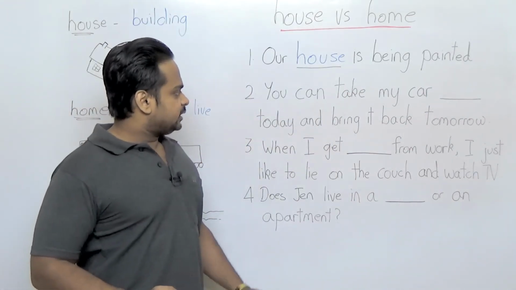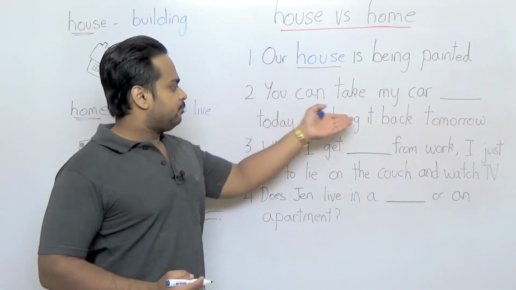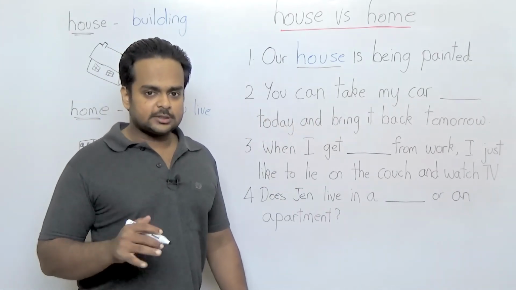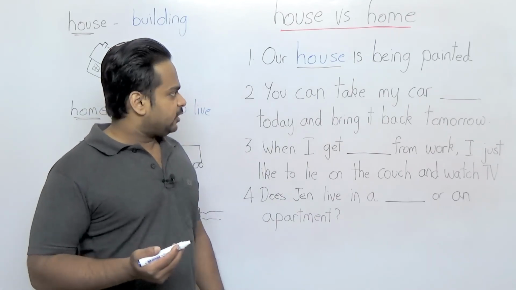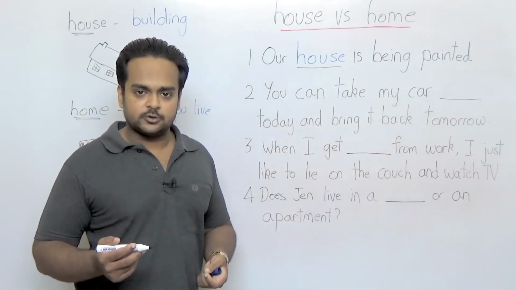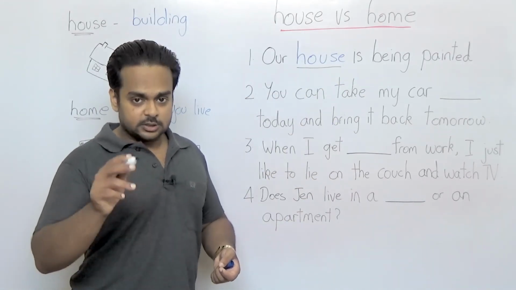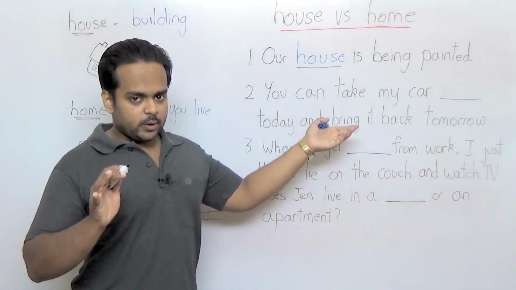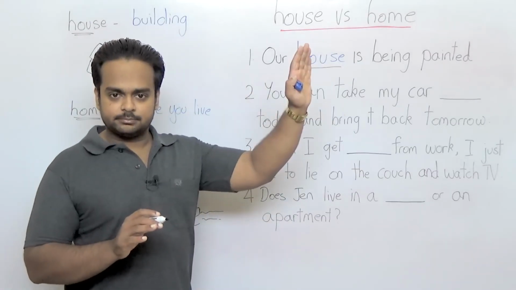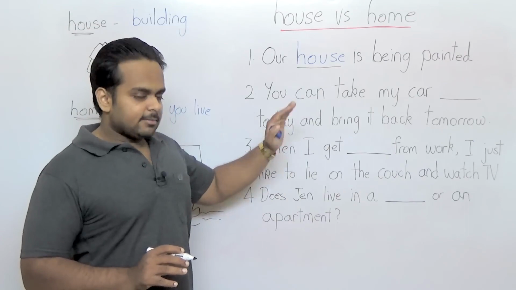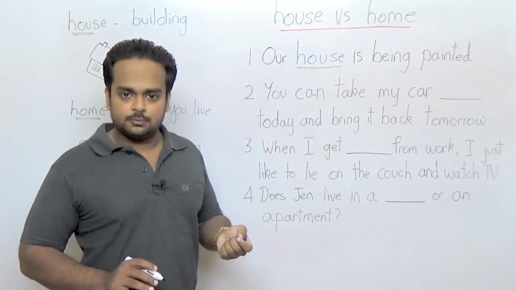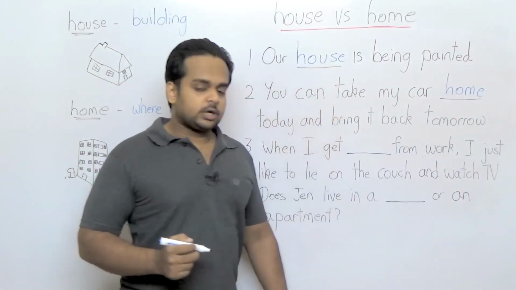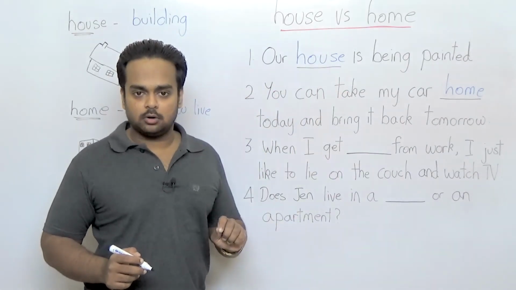In the second example, you can take my car ___ today and bring it back tomorrow. Well, in this sentence, if we say house, it's going to seem a little strange. If I say, you can take my car to your house and bring it back tomorrow. People say that sometimes, and that's a common error that some students make. In that case, it sounds a little strange because the focus is not on the building. We simply want to say, take my car with you and then bring it back tomorrow. So here we're looking for the word home.